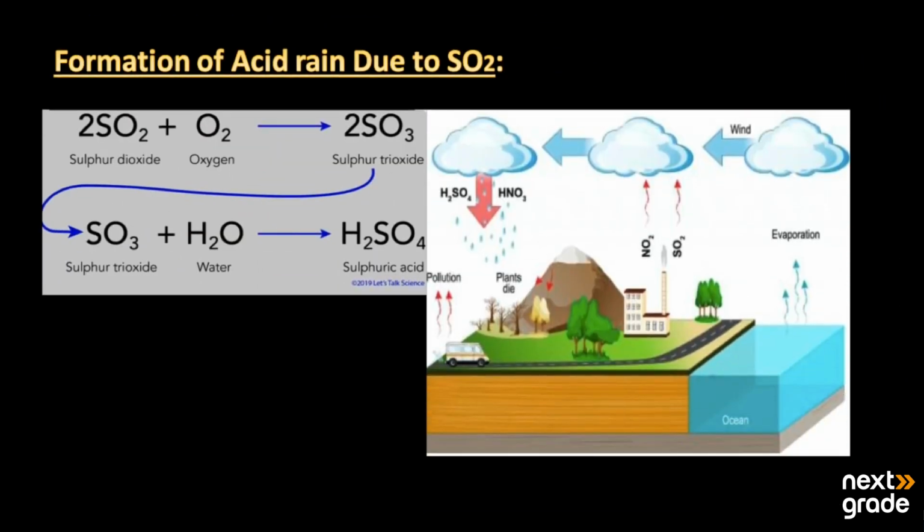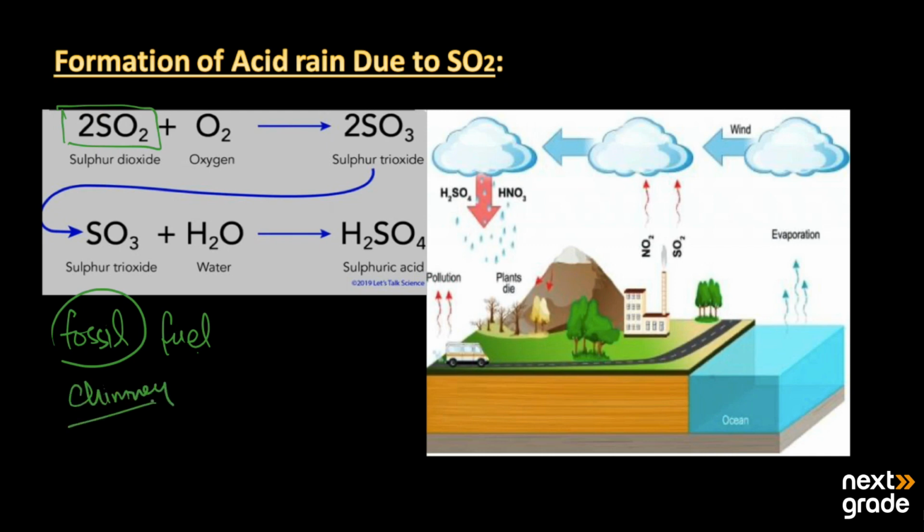After that we have the formation of acid rain due to sulfur dioxide. Sulfur dioxide may be produced by the combustion of fossil fuels in automobiles or exhausted from different chimneys by combustion. When it reacts with oxygen, it forms sulfur trioxide. Now this sulfur trioxide combines with water and changes into sulfuric acid, whose formula is H2SO4. In turn, it falls upon the earth's surface, making the rain more acidic.